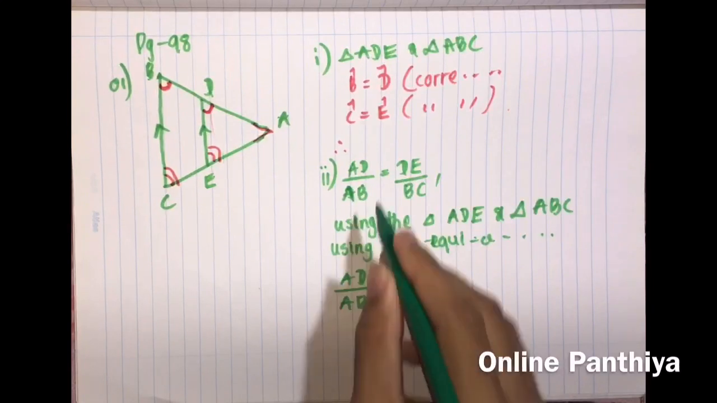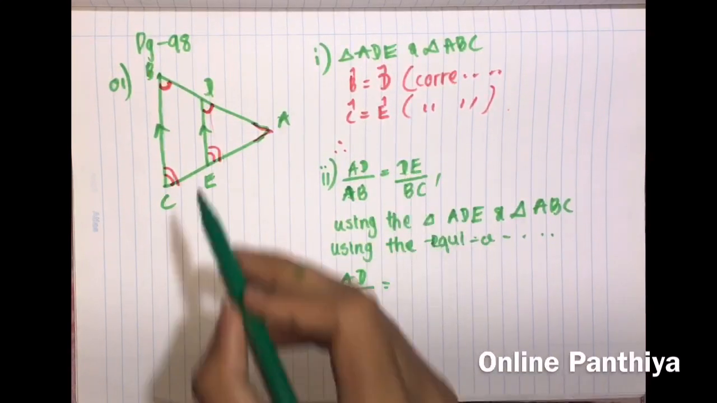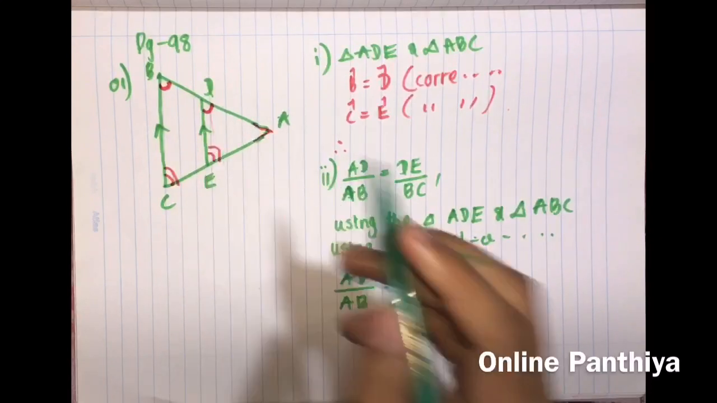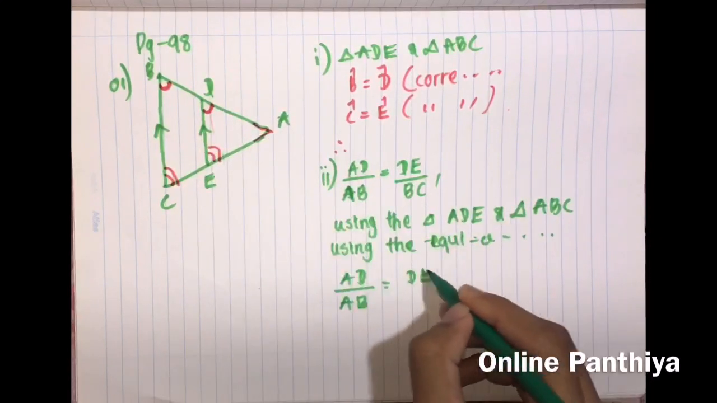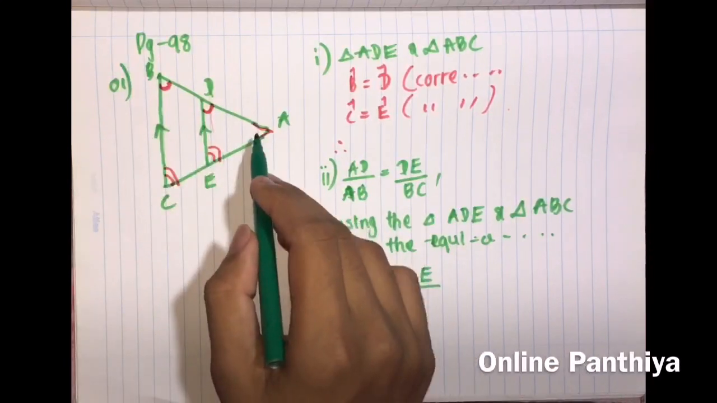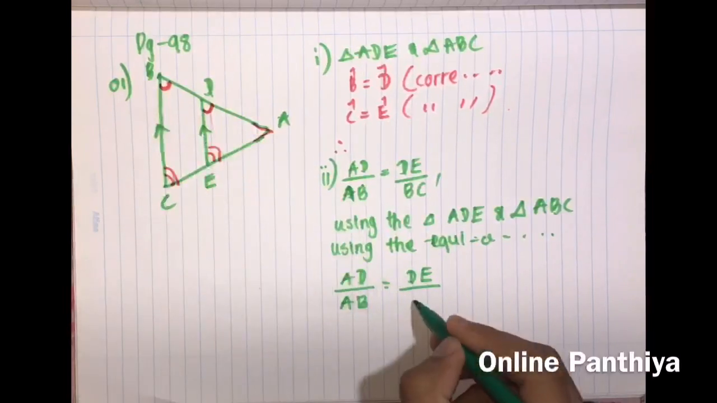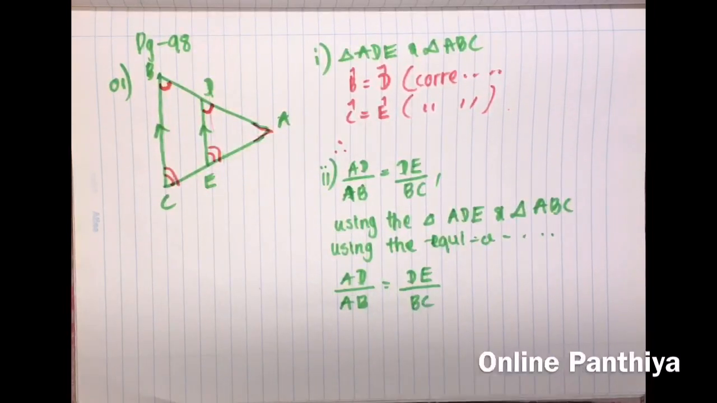See, almost I have got the answer. Now how do you take DE in my part? Yes, DE is the side opposite to angle A. Therefore DE over, if you consider the larger triangle, you have to consider the same angle. Therefore you have to take the side BC. See, you have got the answer, isn't it?